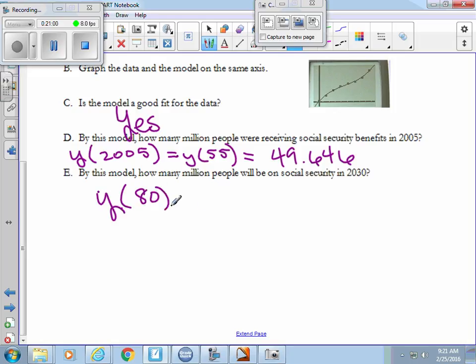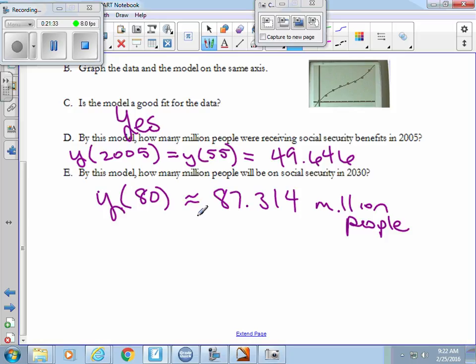$80? Why 80? Good. 80 years from 1950. 87.314. And remember, that is in millions. Yes. I plugged in 80 into the model that is already in my Y1.